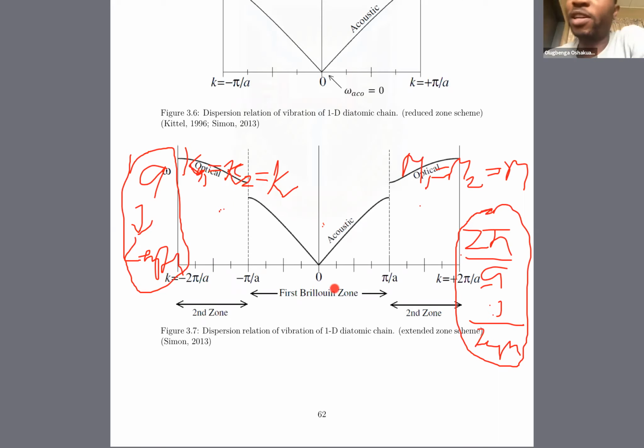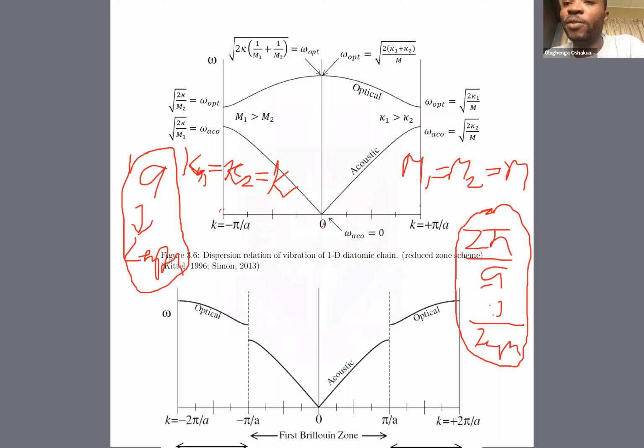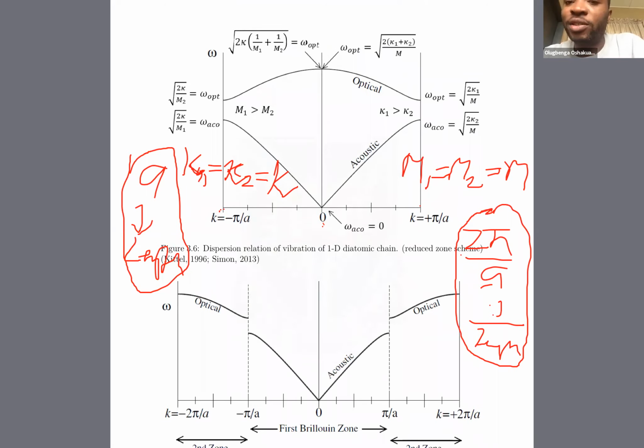So let's just save that in one part of our memory. Very soon we'll be seeing things that resemble this in the future. You should also notice that the acoustic mode, when it touches the boundary, this particular point is the boundary of the first Brillouin zone, just like we had in figure 6. This edge is the boundary of the Brillouin zone. So the width of the Brillouin zone is 2 pi over a, which ranges from minus pi over a to plus pi over a. And the center is 0.